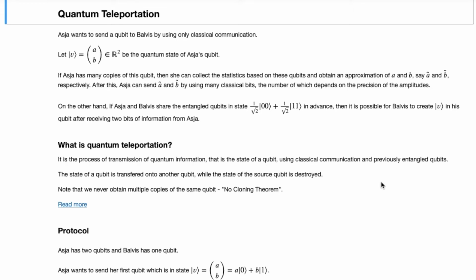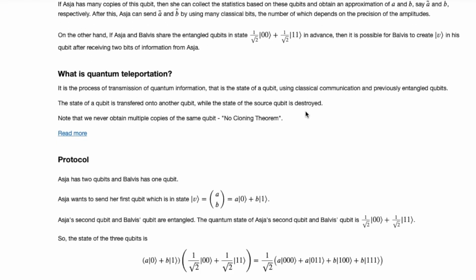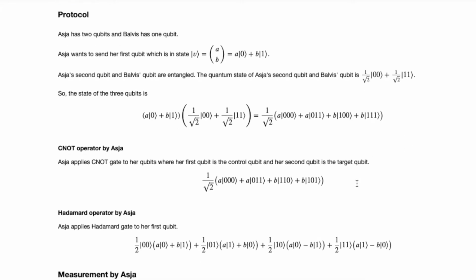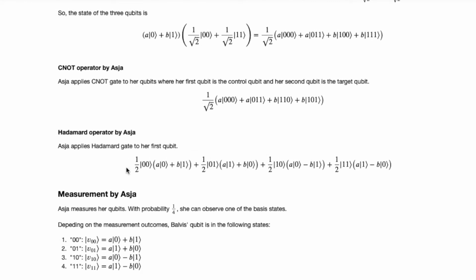According to the quantum teleportation protocol, you need a 2-qubit system that is composed of 2 entangled qubits. Here we denote our state to be teleported as V, and we say that Asya and Balvis are sharing a 2-qubit entangled system. We can write this system in this form. Then Asya applies a CNOT gate and then a Hadamard gate to her qubits. In the end, we get the form as you see here.